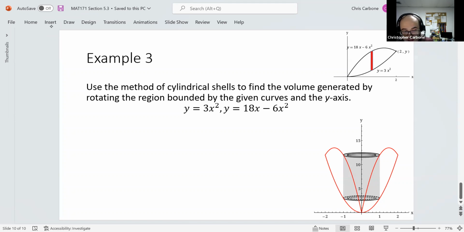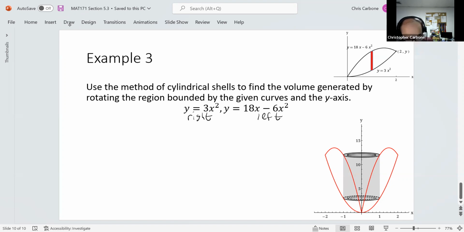So based on the graph that we have on here, this 18x minus 6x squared is a right-hand function. Excuse me, a left-hand function. Left-hand function, and 3x squared is the right-hand function. And you could see that in our graph on here. So based upon that, we can then find a sample rectangle that falls between those two curves. We can then rotate that around. You could see our cylindrical shell in the bottom graph on here, just to make note of that.